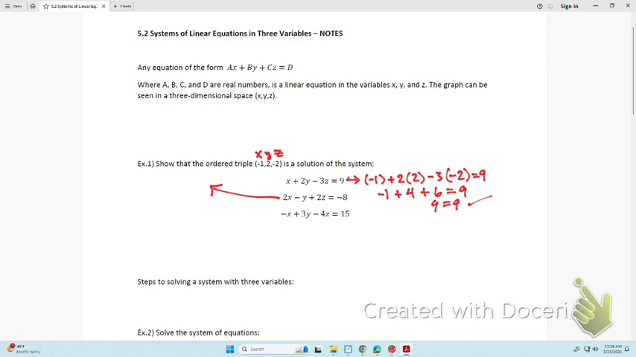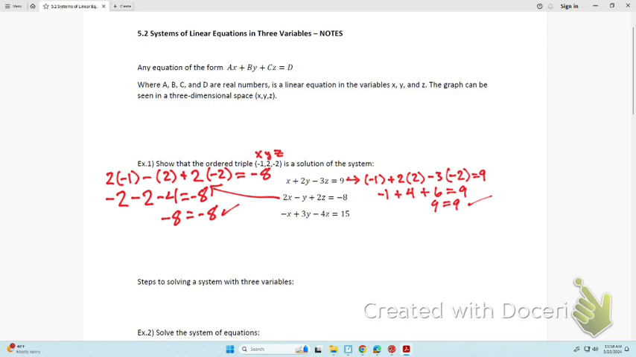So we're going to go 2 times -1 minus parenthesis 2 plus 2 times -2. And that equals -8. So simplify, and it looks like it checks out. -8 equals -8.